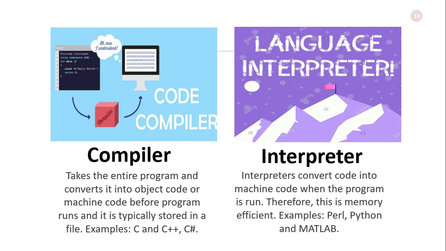So we'll see what a compiler and an interpreter are. A compiler takes the entire program and converts it into object code or machine code before the program runs, and it is typically stored in a file. Examples are C, C++, and C#. Interpreters convert code into machine code when the program is run. Therefore, this is memory efficient. Examples of interpreted languages are Perl, Python, and MATLAB.